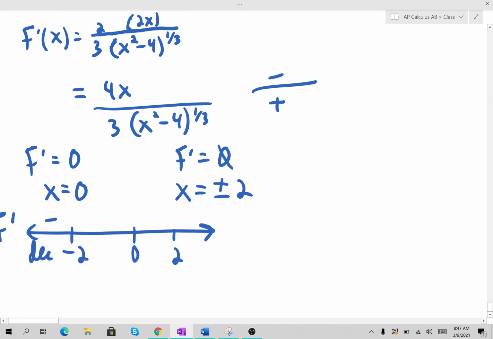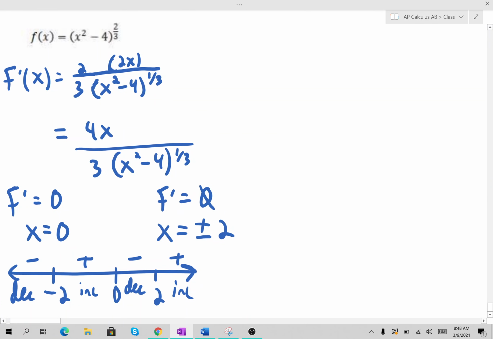If you plug a number in after negative 2, but before 0, like negative 1, you're going to get negative 4 over, if you put negative 1 into here, you get 1 minus 4, which is negative 3. Okay? And this is the cubed root. That's what this means. The cubed root of negative 3 is a negative number. So a negative number times 3 is negative. So this is really positive here. If you plug in 1, similarly, you get positive over negative, which means we're decreasing. And plug in something big positive, you get positive again. Everything's positive like that.